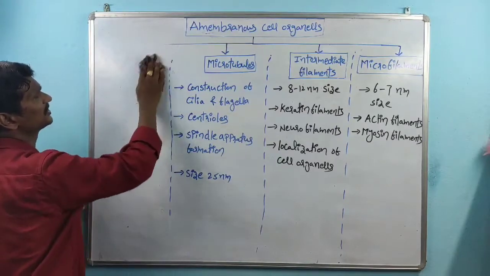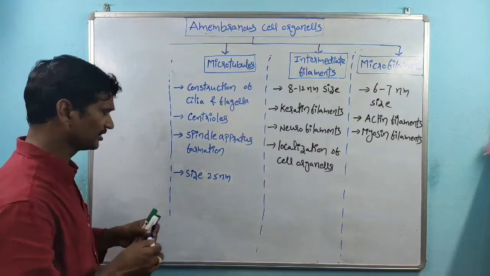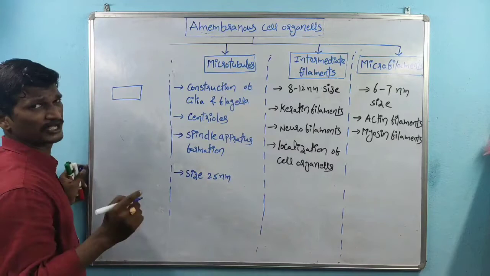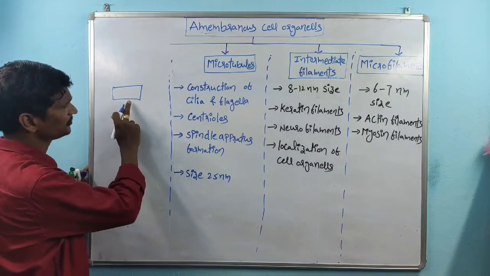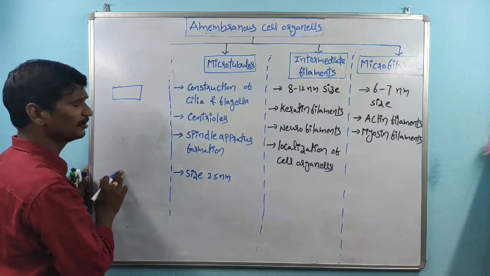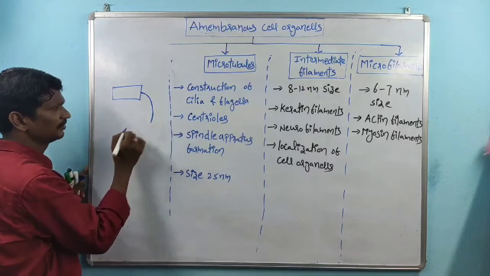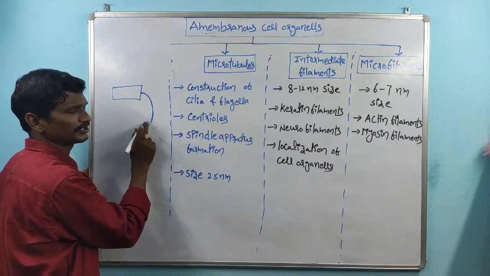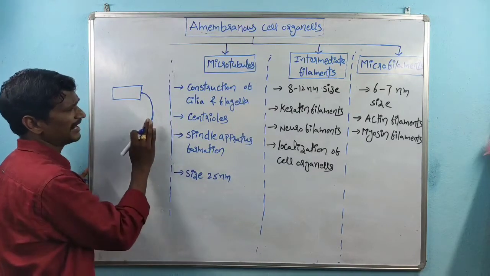Flagella are present in bacteria, especially unicellular prokaryotes. These bacteria have long hair-like structures, and the long hair-like structures support the locomotion of the bacteria.